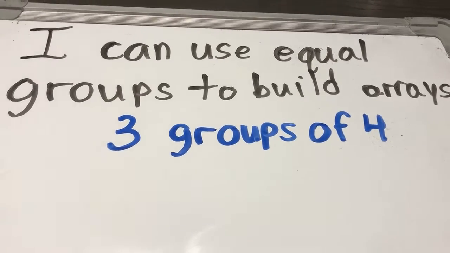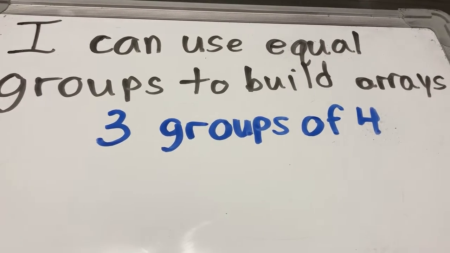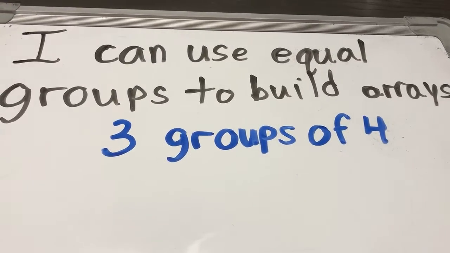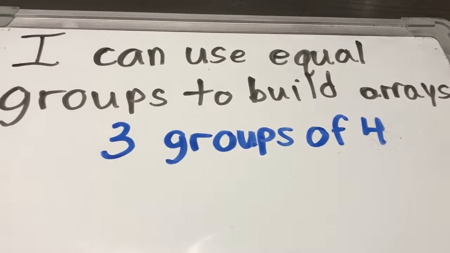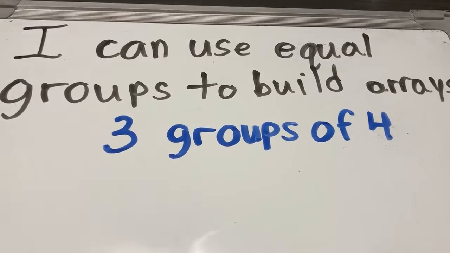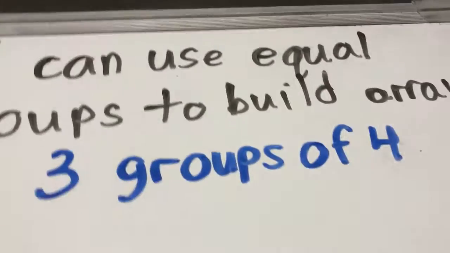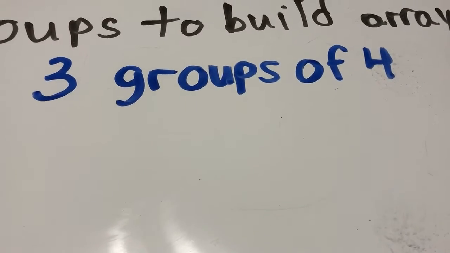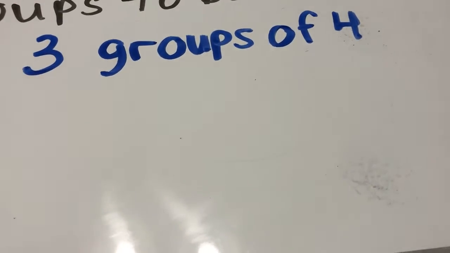Hi, second grade. Today we are going to use equal groups to build arrays. So when we have equal groups, we have the same amount of something in each group. So our first problem, 3 groups of 4.